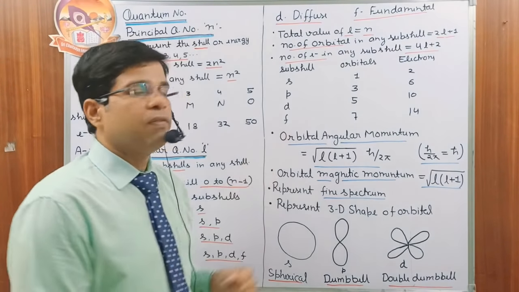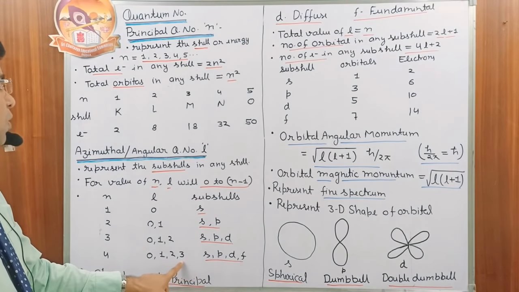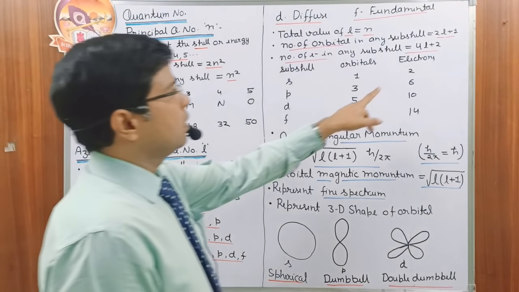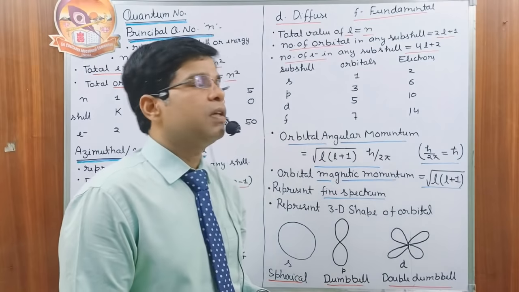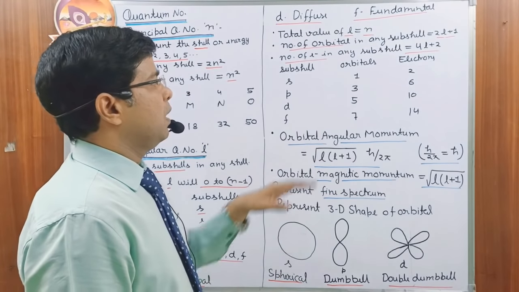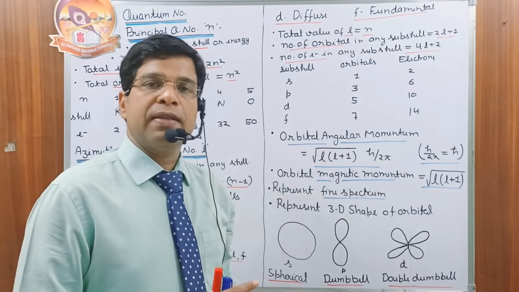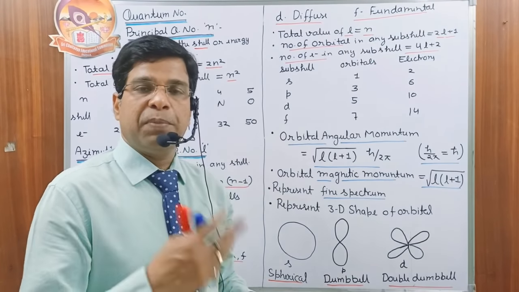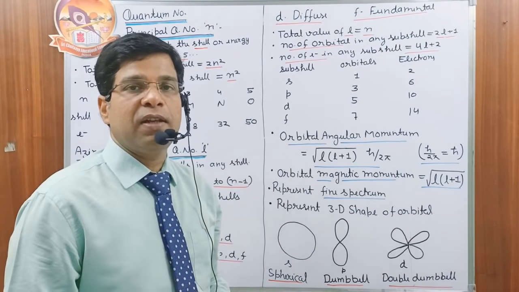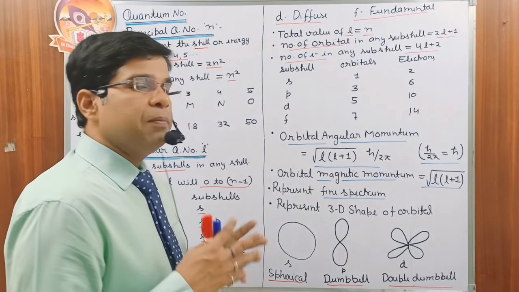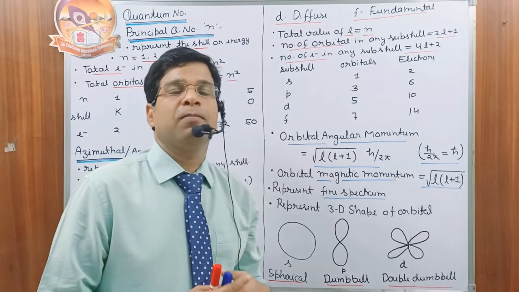Next we have the f subshell. For the f subshell, the value of l is 3. Then 3 into 2 is 6, 6 plus 1 is 7. We have 7 orbitals in the f subshell, and 7 orbitals occupy 14 electrons. So the s subshell can occupy 2 electrons, the p subshell 6 electrons, the d subshell 10 electrons, and the f subshell 14 electrons. Mathematically, l can represent the orbital angular momentum.